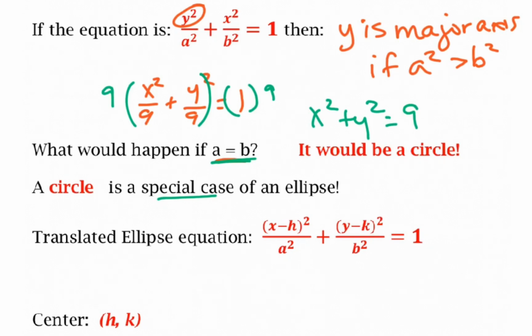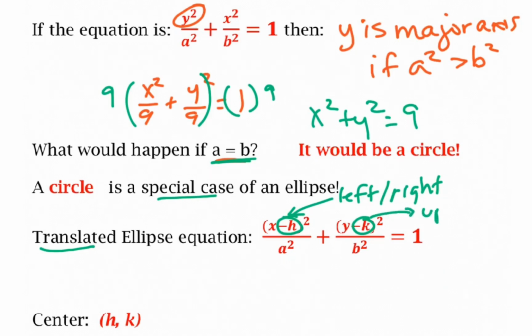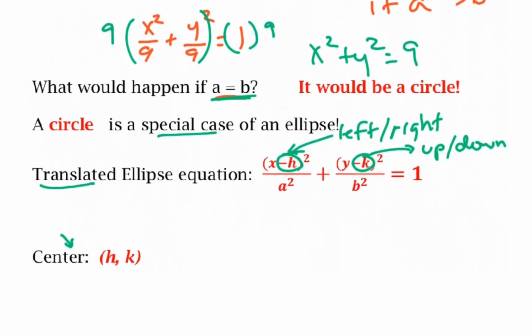Okay, now with other graphs that we've done, you can translate, so slide it up and down, left and right. And a translated ellipse equation looks like this, and you'll notice we've got the h and the k. Again, we've seen that before. So the h is going to go left or right. And just like before, if it says x plus 2, it's going to go left 2. And this one is going to make it move up or down. And so the signs go opposite of what you think. So the center of your ellipse ends up being (h, k).